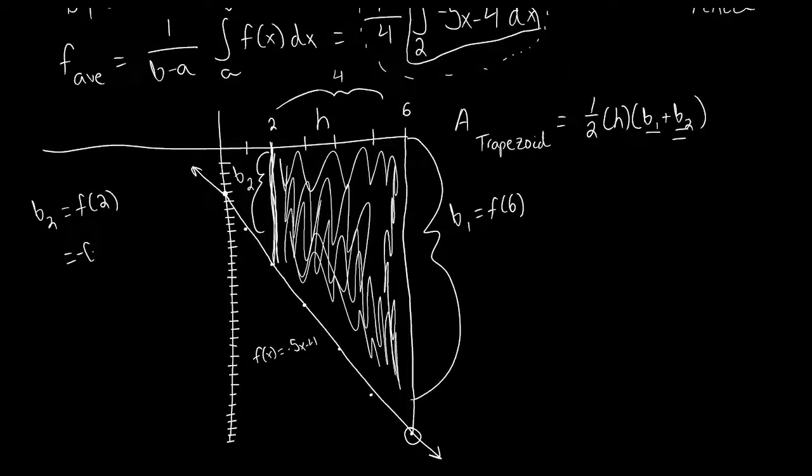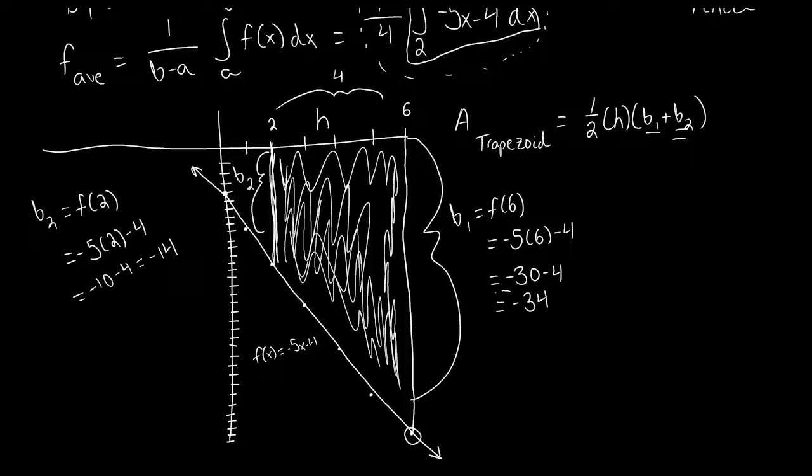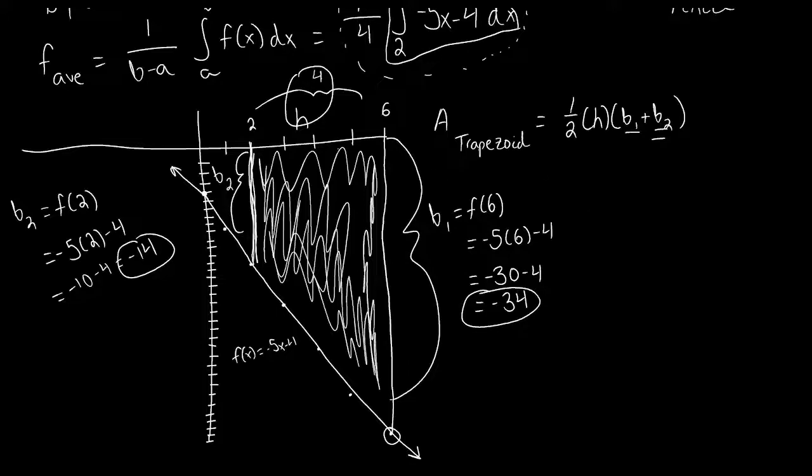So here, this should have been a 5 times 2 minus 4, and this is going to equal -5 times 6 minus 4. Okay, so let's evaluate these, and we get -10 minus 4, or -14. So we get that is going to be -30 minus 4, or -34. All right, so we have base 1, we have base 2, and then we said our height is 4. So now that we have all of our measurements for our area of a trapezoid formula, let's think back to what we said we were going to do and why we set out to do that.